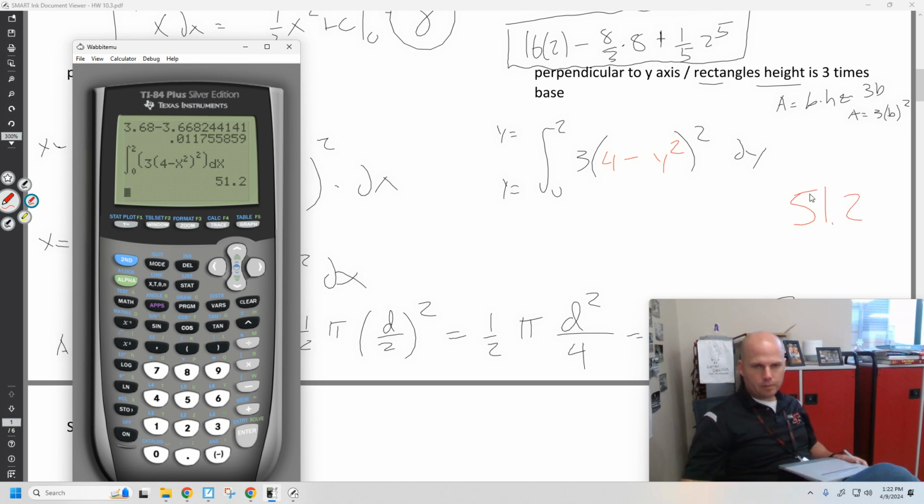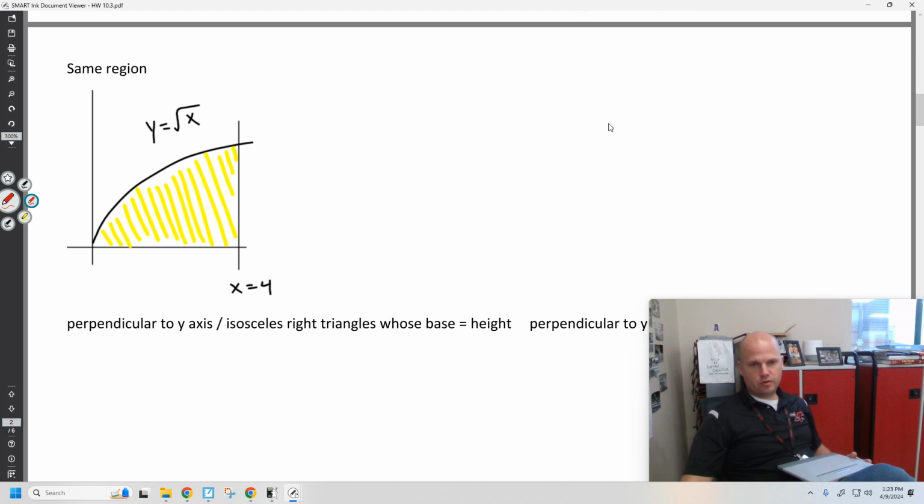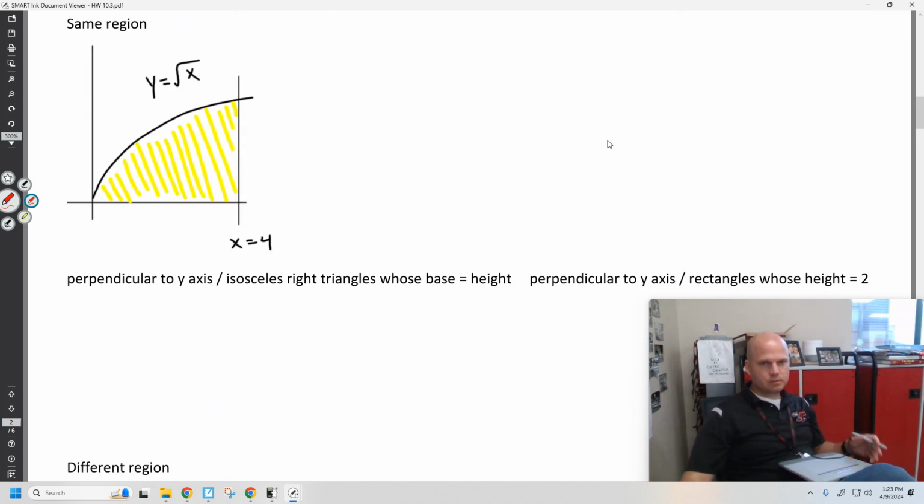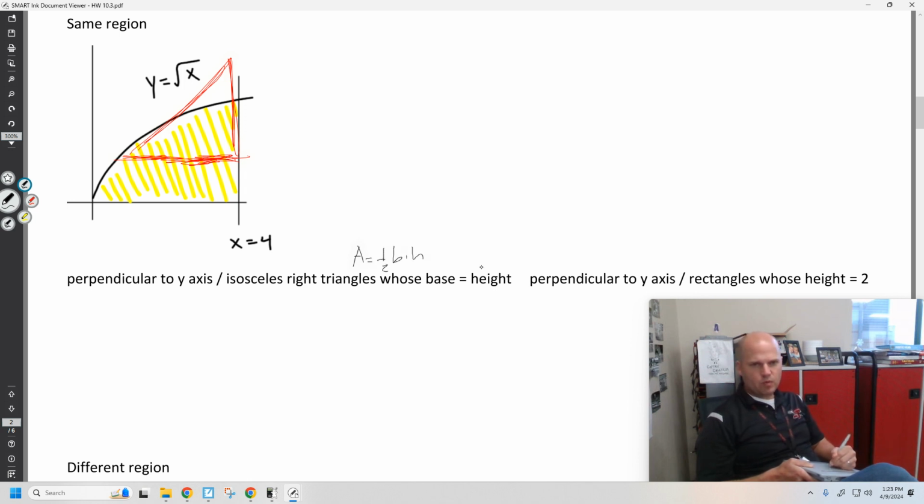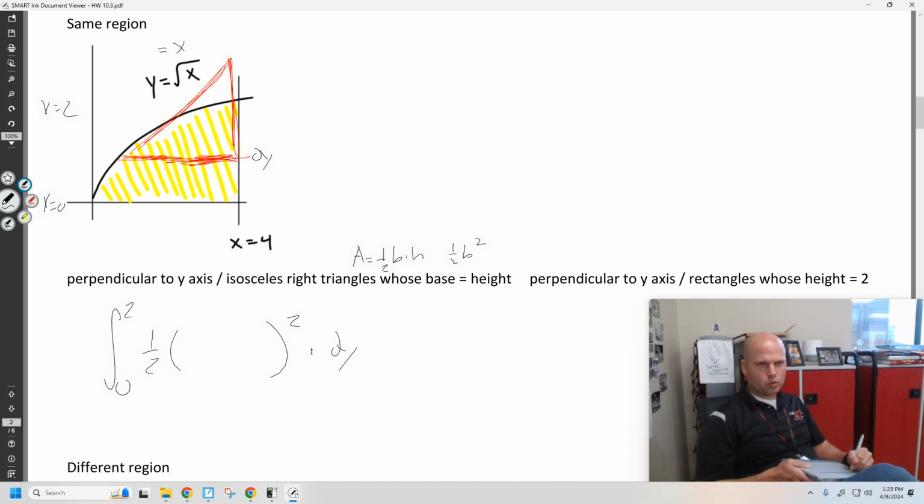$51.2. Okay. Next region. Oh, same region. That's it. Perpendicular to the y-axis. Triangle. Isosceles triangle. The area of a triangle is 1/2 base times height. If the base equals the height and we're putting the base down, we're talking about 1/2 base squared. So I will sum up from a y equals bottom to a y equals top. 1/2 my base length squared to give me my areas times their skinny height to give me volumes. X equals y squared. X equals right minus x equals left.